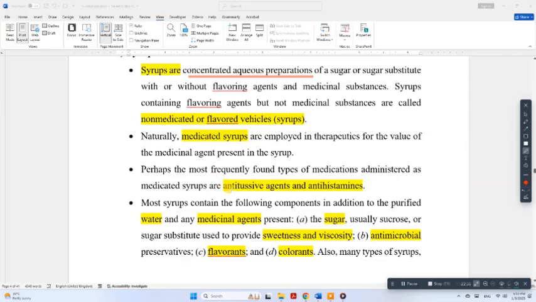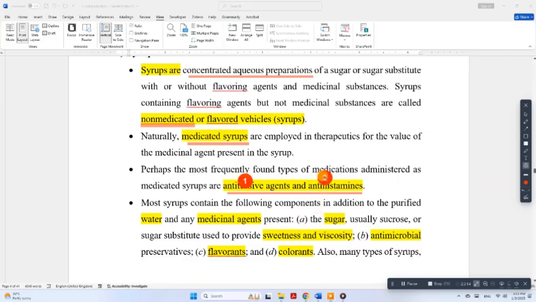Unmedicated syrups are flavored syrups. If it doesn't have the medicine, it is unmedicated. Syrups are given orally for the purpose of delivering the medicinal agent inside them. What do they usually put in syrups? Usually, syrups contain antitussive agents. Antitussive means to prevent coughing. They also contain antihistamines. Antihistamines are for allergic conditions that can cause coughing or other symptoms, such as skin, nose, or eye issues. So, you give antihistamines. Most syrups contain antitussive agents and antihistamines.